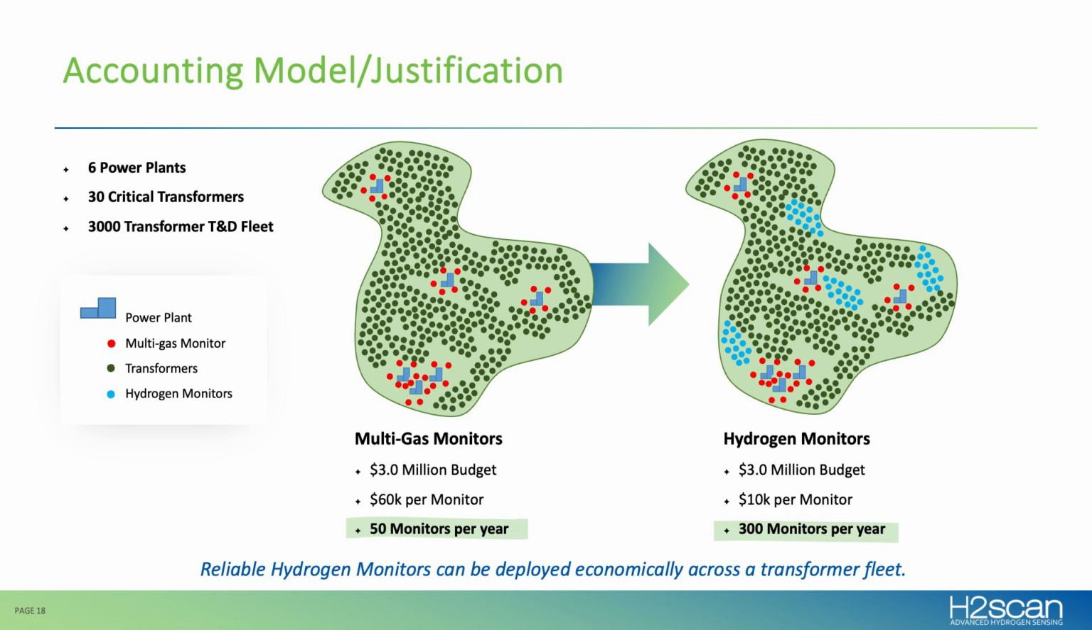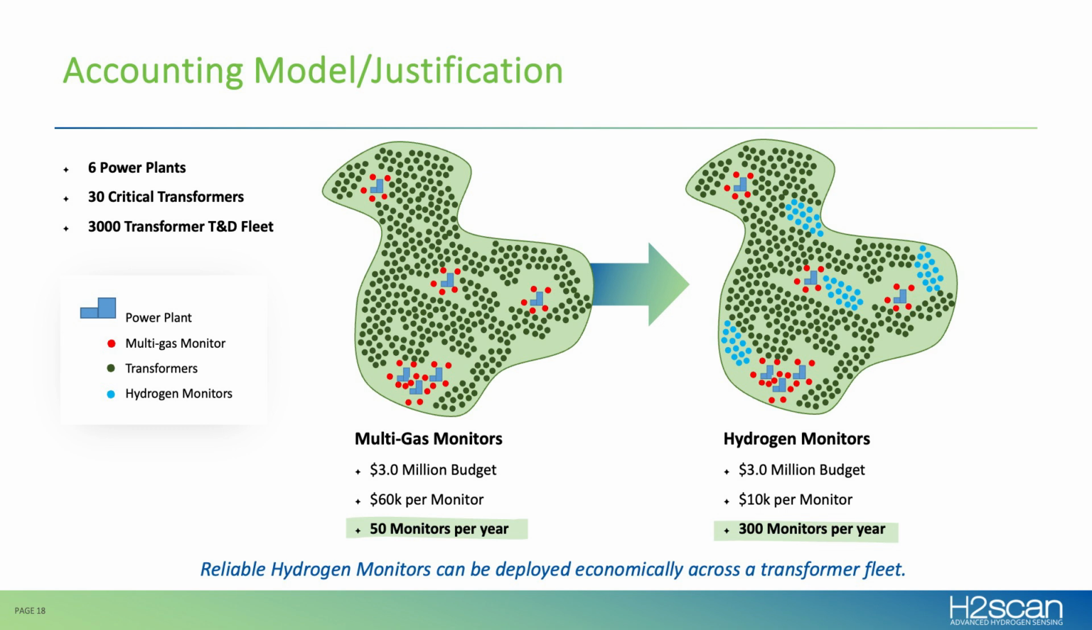So let's say they have $3 million a year to spend on multi-gas monitors, and let's say an average cost of a multi-gas monitor installed is $60,000. Today, I understand, depending on what you're doing, it's likely going to be more than that. But using these estimates, you're looking at about 50 monitors per year. Well, if you have that same fleet of 3,000 transformers, for that same $3 million, you could be adding monitoring to 300 transformers per year. And over a 10-year period, actually get monitoring on every single one of those transformers.